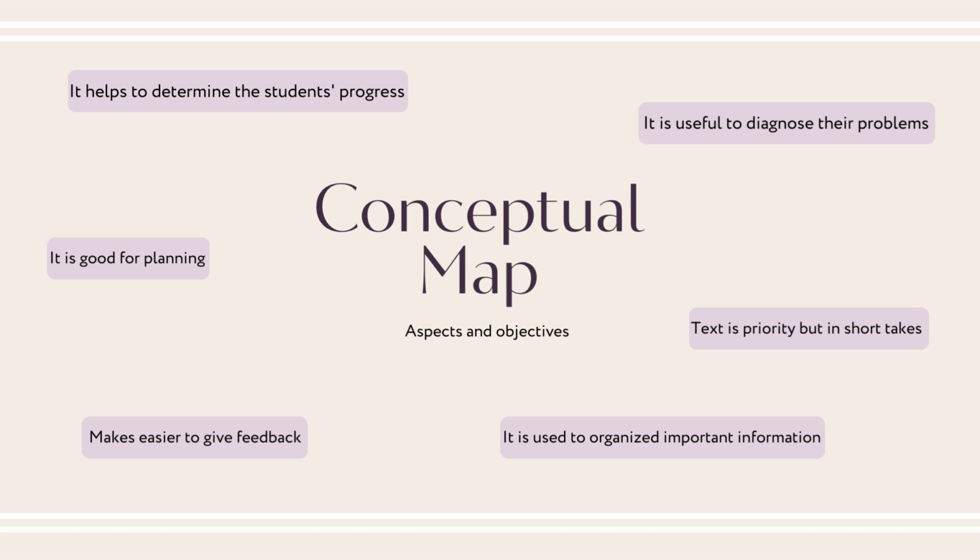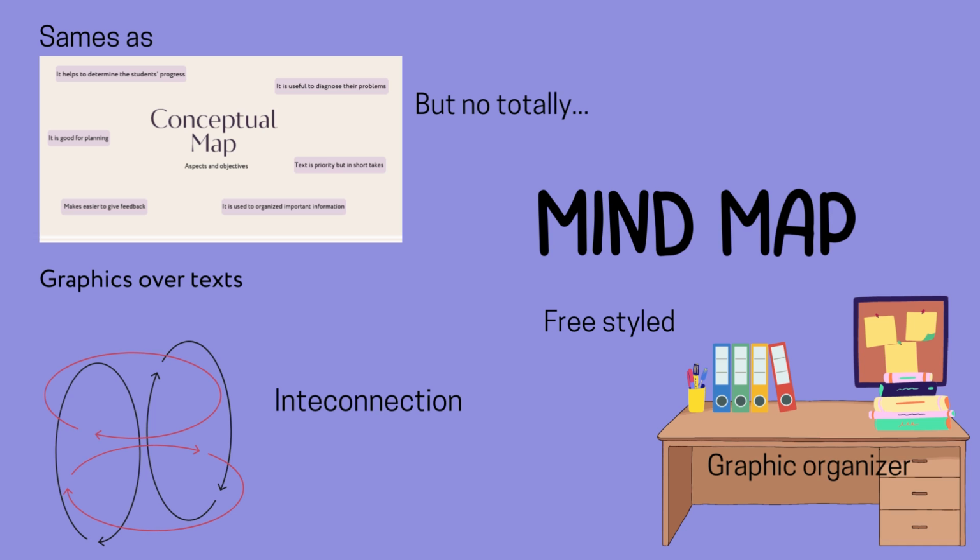It is good for planning different things, such as new information, planning classes, or even planning new materials. One of its characteristics is that a conceptual map makes it easier to get feedback. Text is a priority, and it is used to organize important information. This is about making data as brief as possible and representing bunches of definitions logically organized in order to be comprehensible and informative at the same time.